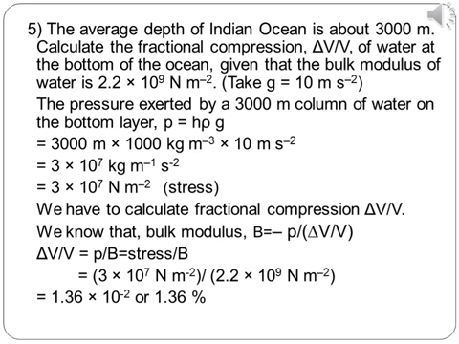We have to calculate the fractional compression delta V by V. Since bulk modulus B is equal to minus P divided by delta V by V. So, delta V by V is equal to P by B is equal to stress by B. By substituting the values of stress and B, we get delta V by V is equal to 1.36 into 10 the power of minus 2. By multiplying this value by 100, it can be expressed in percentage. It will be equal to 1.36%.